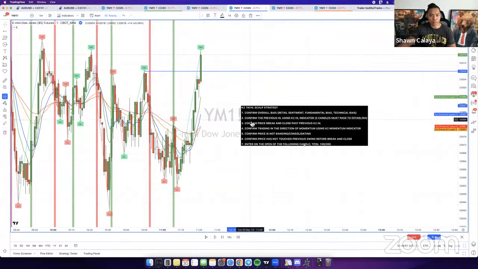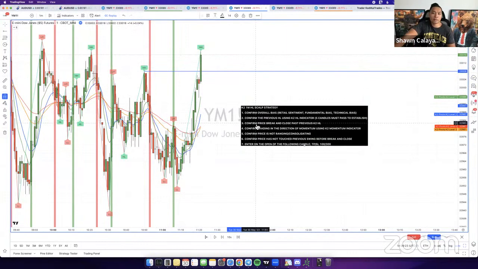Second requirement, confirm the previous high low. This is a most recent high, or there's two high lows here. There's one down here. This one's not useful. This one right here has not been tested. So this is the previous high low that has not been tested yet. With that said, we've confirmed step 1 and 2.